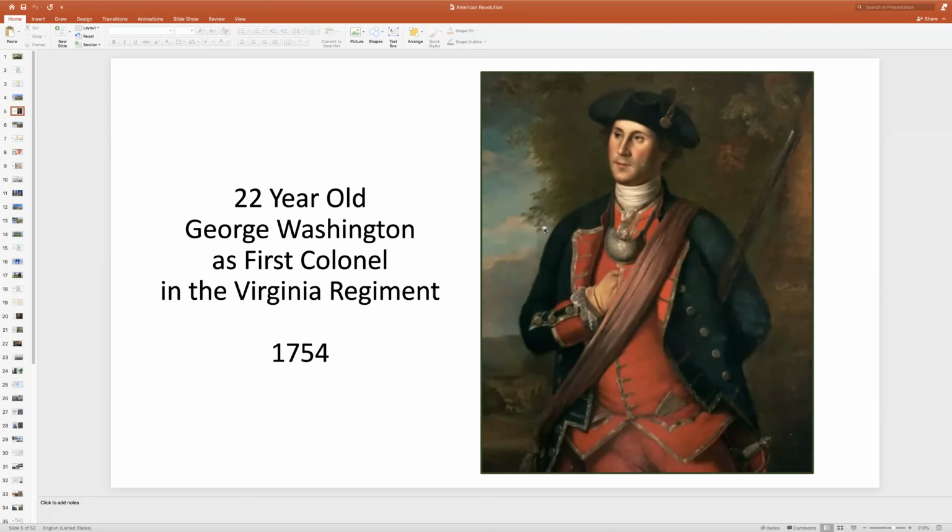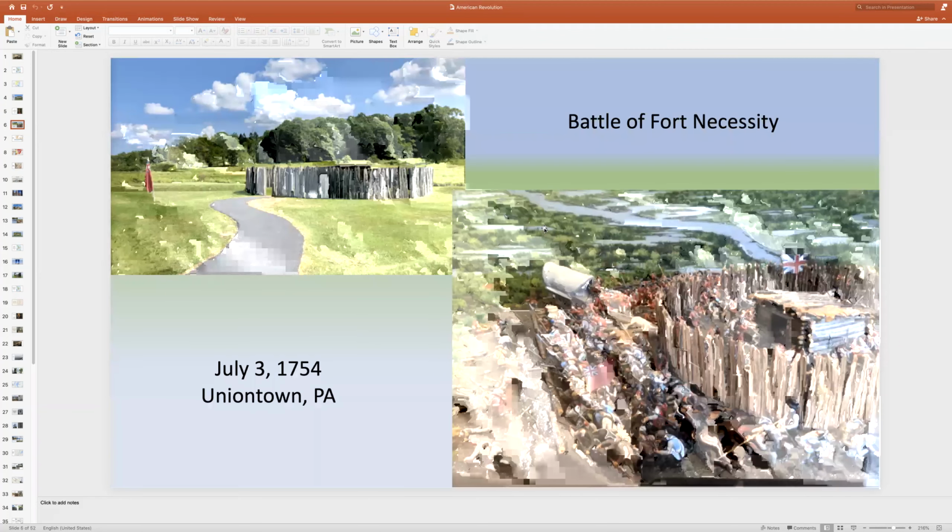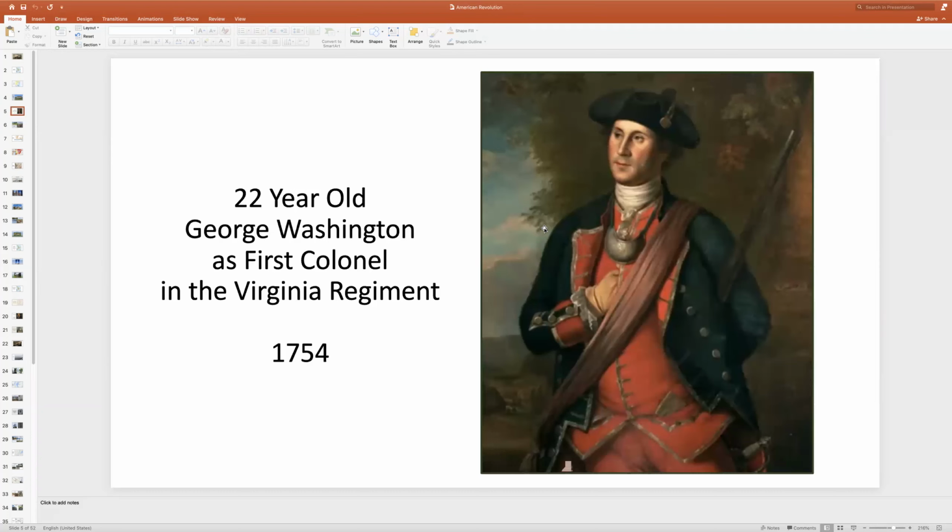On his way, he runs into several French and Indians en route to Pittsburgh. And there's a battle. It's the first skirmish or battle of the situation. Within 15 minutes, no one knows who fired the first shot. But within 15 minutes, 10 French are dead and 21 are captured.